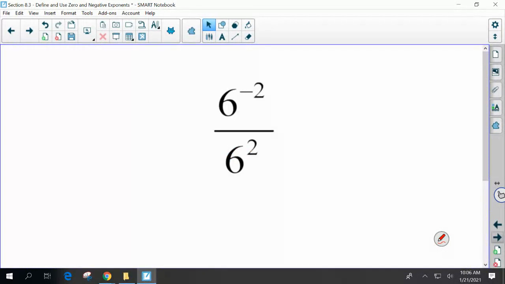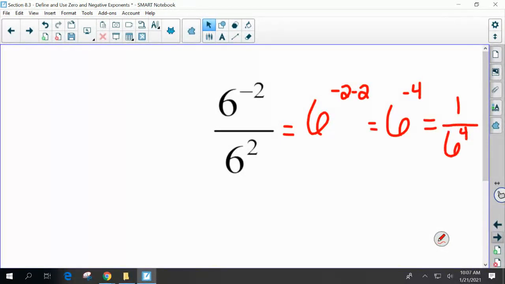Okay, this is division, so we're going to use the quotient property, which tells us to subtract. So we're going to go ahead and just subtract the numerator minus the denominator. So 6 and then negative 2 minus 2. So that would be a negative 4. So 6 to the negative 4 power. And then I cannot leave that negative, so I put that under 1. 1 over 6 to the 4th. And then I calculate 6 to the 4th and get 1,296.